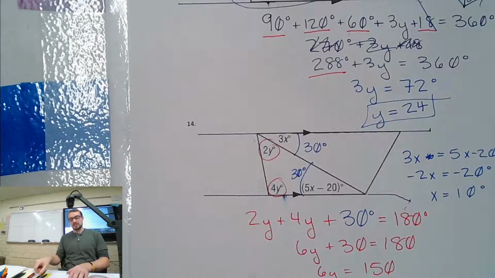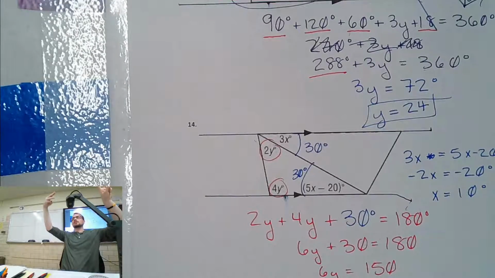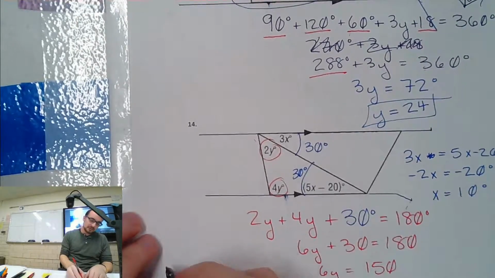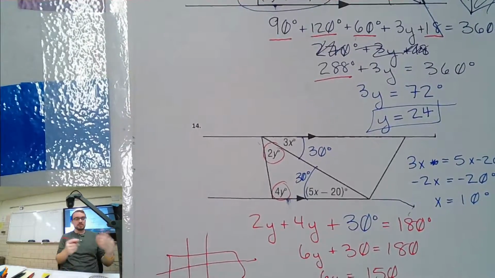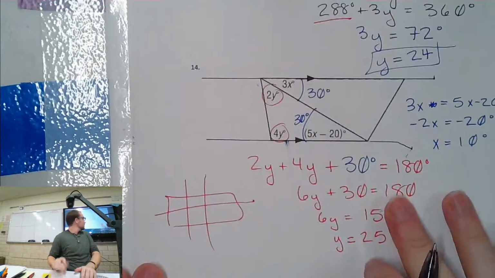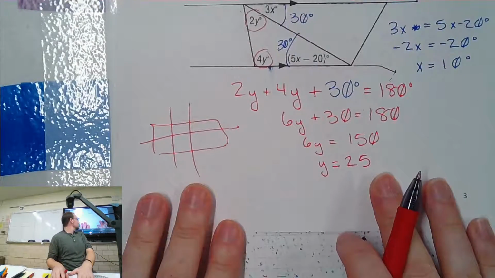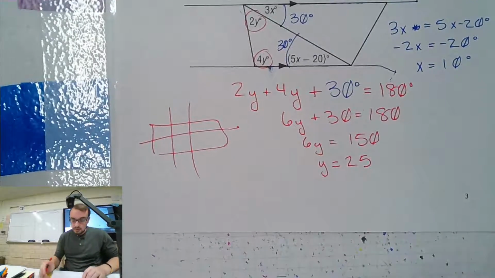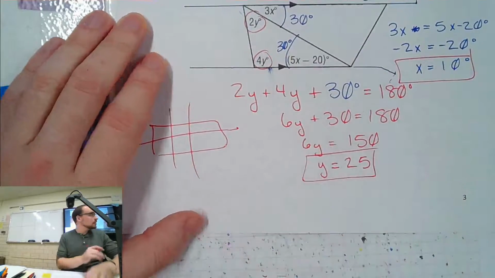So the way I did that in my head is I said, look, I'm not going to divide by 6. That's way too hard. I'll divide by 2 and then divide by 3. That's the same thing as dividing by 6. All right? So let's divide by 3 first. 50. Divided by 2, 25. So y is 25. X is 10. We're done.